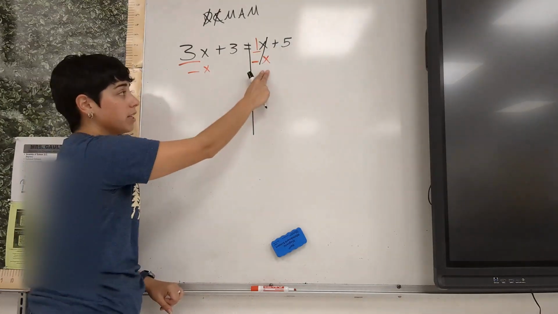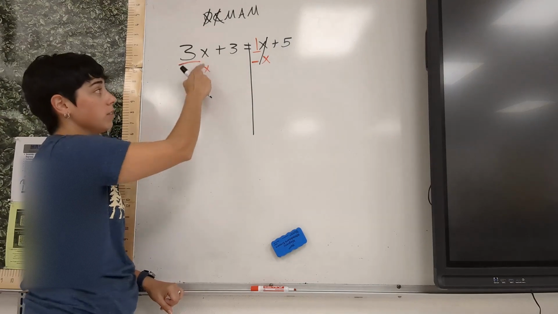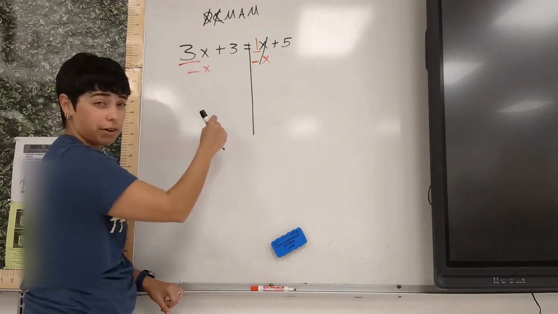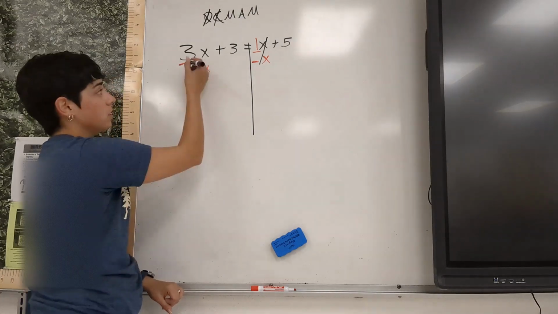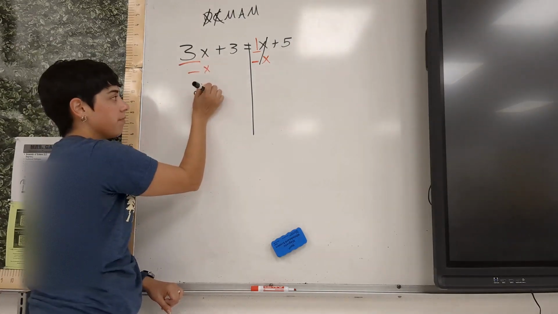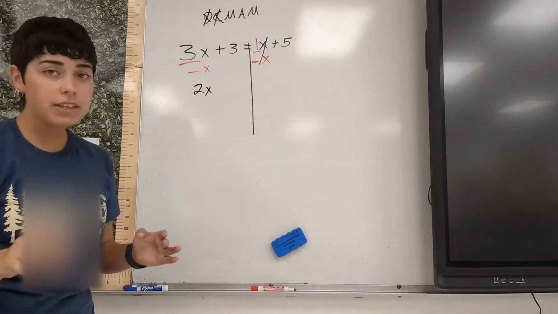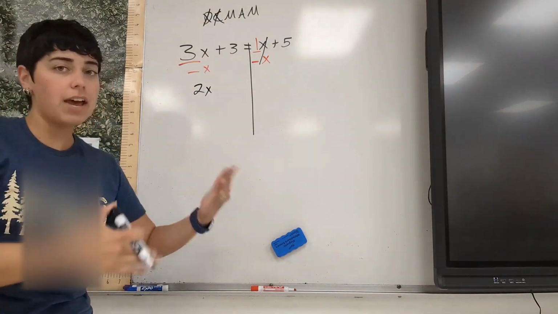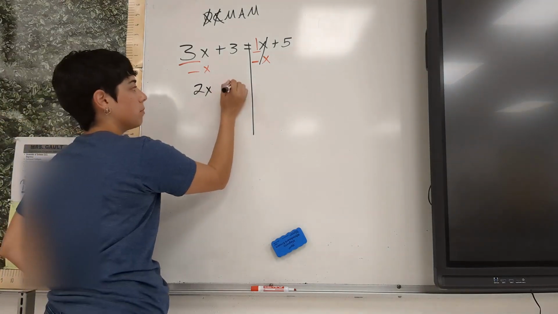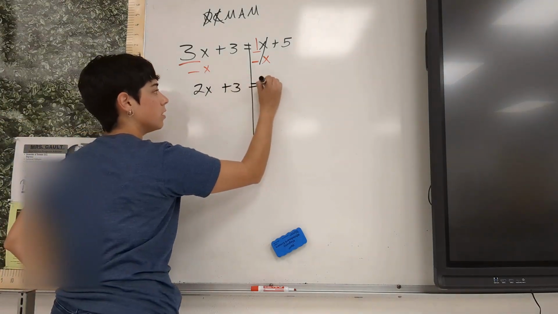Now, when I subtract it here, I subtract it to the term that has the same variable. That's what makes them alike. 3x minus 1x is 2x. Everything else, so pretty much everything that doesn't have an x, we're going to bring down. Plus 3 equals and 5.